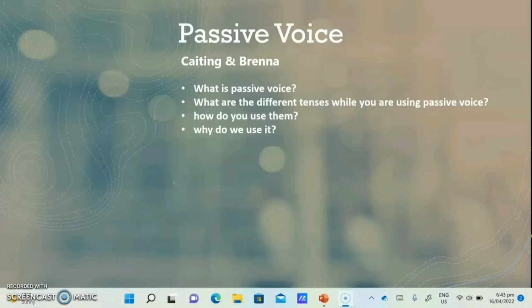For this lesson, Brenna and I are going to talk about passive voice. As you may be familiar with some knowledge of passive voice, we are going to move further to using passive voice in different forms today. Before we move on, let's take a quick flashback of what you have learned about passive voice before.